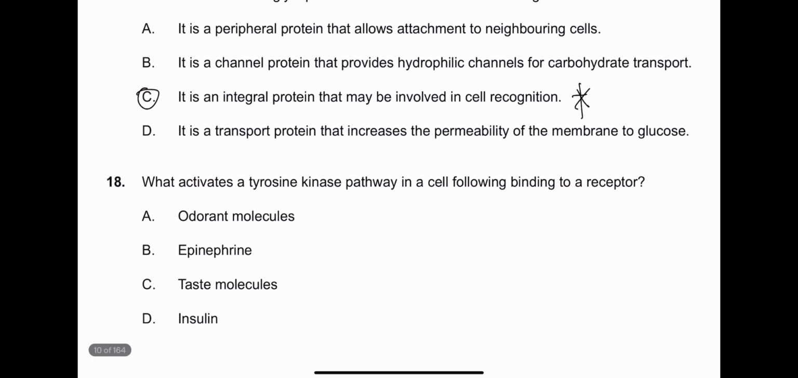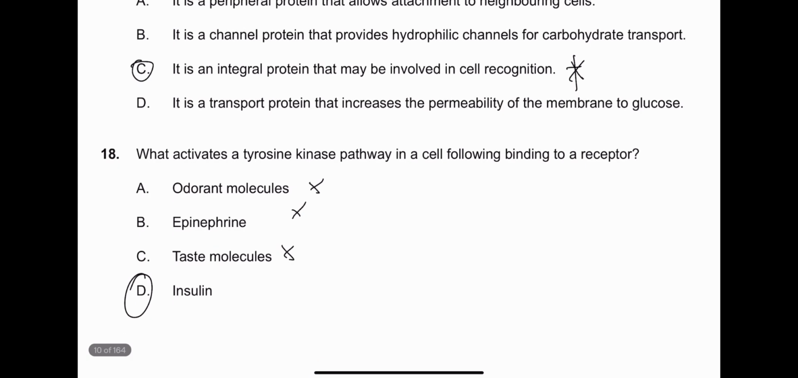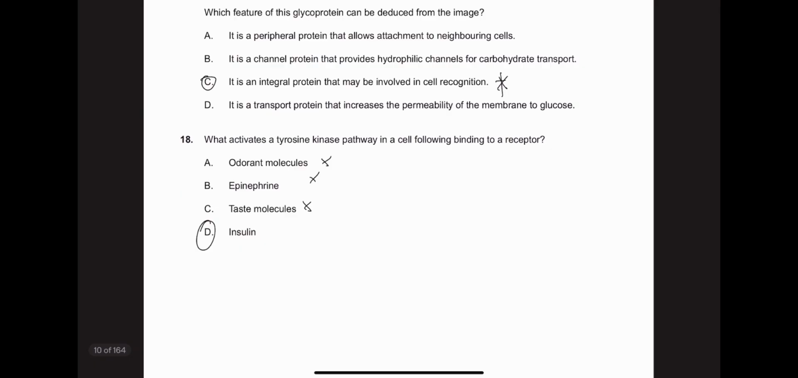Okay, 18. What activates the tyrosine kinase pathway in a cell following binding to a receptor? So what activates the tyrosine kinase pathway? Again, this is basically just what we call deduction based on our prior knowledge. If you don't know how to solve this, just review your material, but our answer is insulin. Insulin activates the tyrosine kinase pathway in a cell after it binds to the receptor.